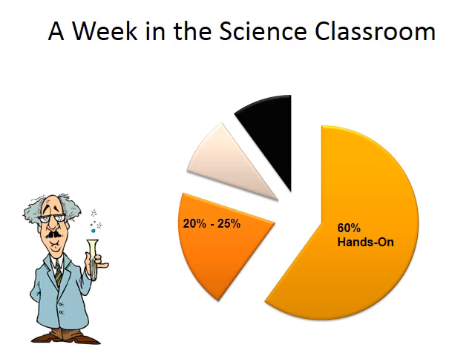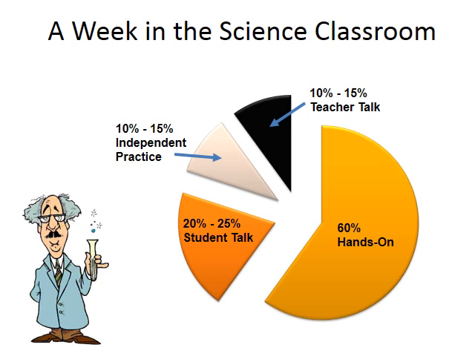Discussion in science should be approximately between 20 to 25% of their weekly time in science. Approximately 10 to 15% should be dedicated to teacher talk and 10 to 15% on independent practice. Remember, this is for time spent during a week, not a typical day, and may vary from classroom to classroom and from school to school.